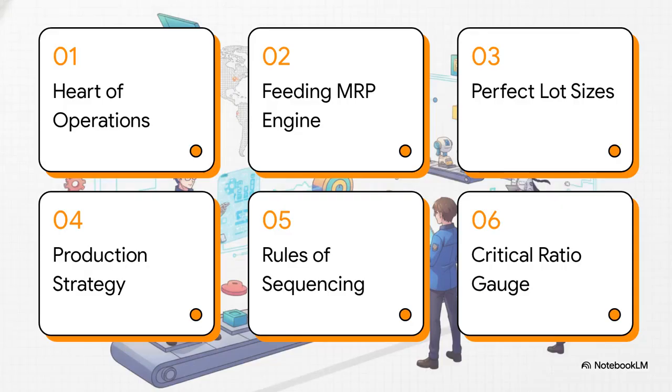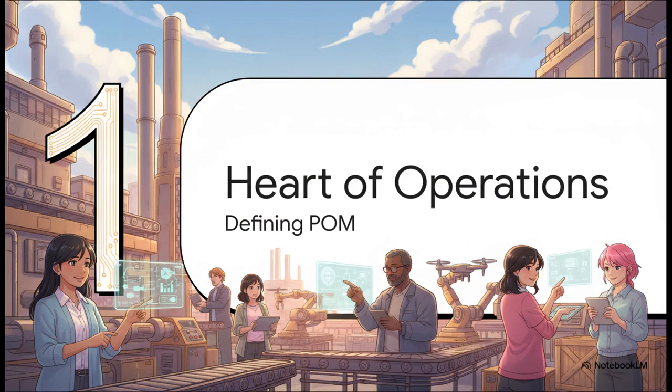Well, to answer that, here's our roadmap for today. We'll start with 1, the heart of operations, move to 2, feeding the MRP engine, 3, calculating perfect lot sizes, 4, planning your production strategy, 5, the rules of sequencing, and finally, 6, the critical ratio gauge. Let's lay down our foundation with Section 1, the heart of operations.